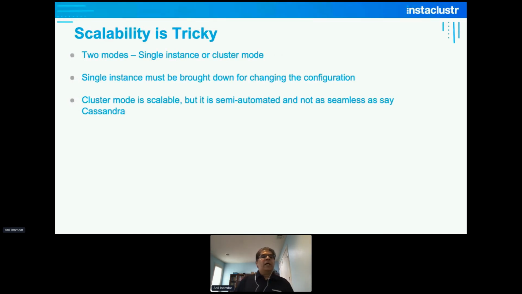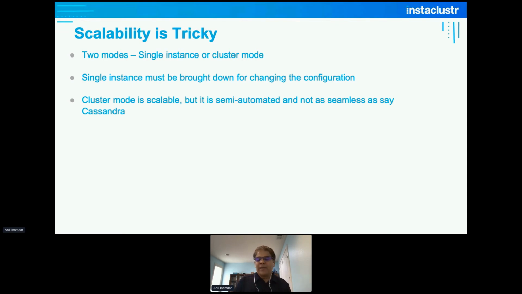Scalability is tricky. Now, Redis can be used in two modes: single instance or cluster mode. For single instance, the instance must be brought down for changing the configuration. Cluster mode is scalable, but those who have used systems like Cassandra or Kafka know the scalability is kind of seamless. It's fairly automated. For Redis, it's semi-automated. It's not as robust or as user-friendly as Cassandra, I would say.